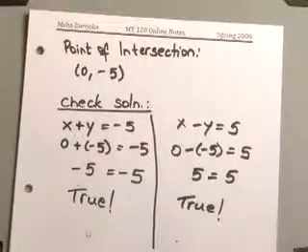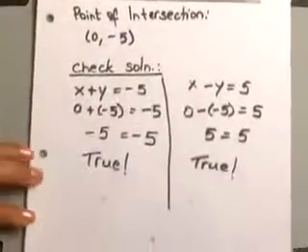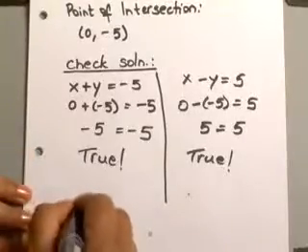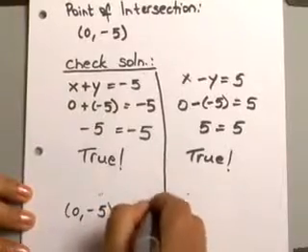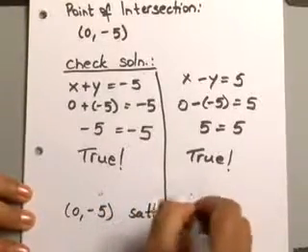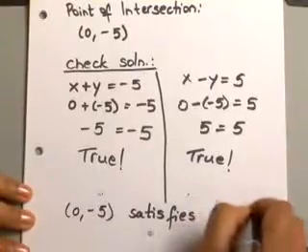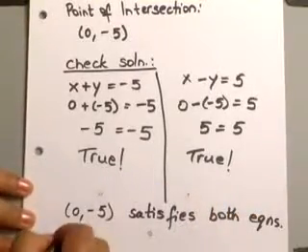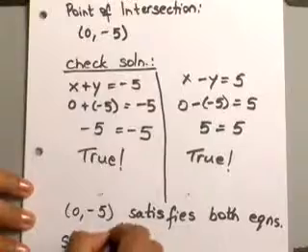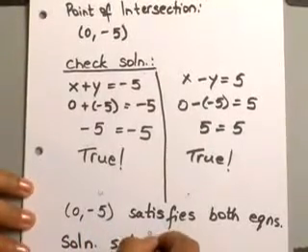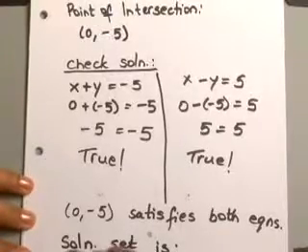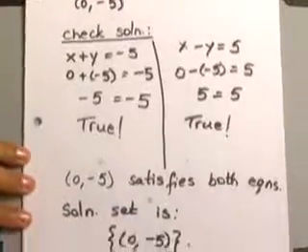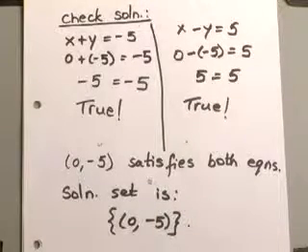So we can conclude that (0, -5) satisfies both our equations. And your solution set for the system is {(0, -5)}. And there you have it. That's the solution of your system.